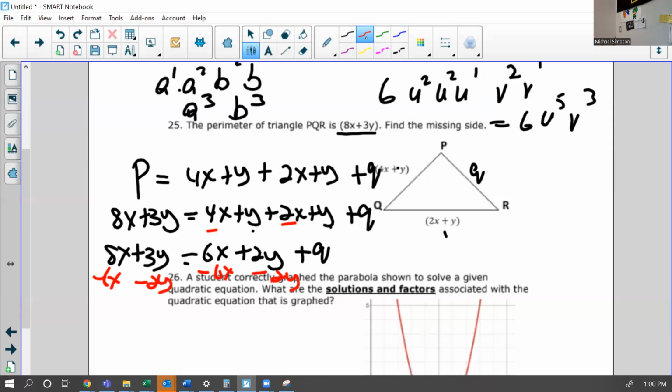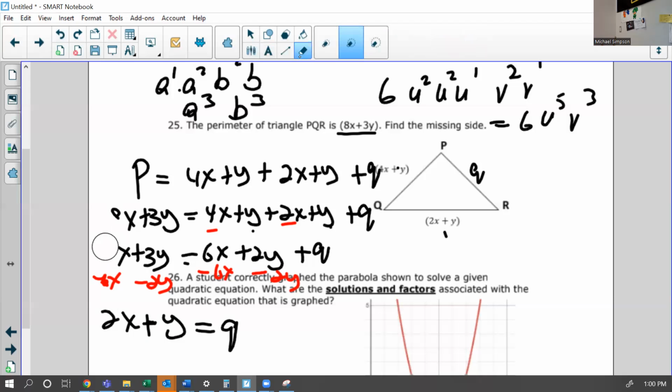And that gives me what? Well, 8 minus 6 is 2. That's 2x. 3 minus 2, that's 1y, or y, and that is equal to q. All right. So that's how you do that, guys. So the key thing is knowing what perimeter is. All right, number 26. Get some more space here.